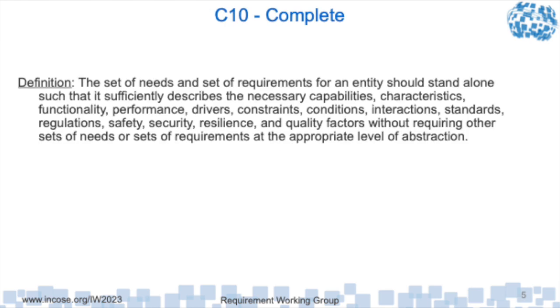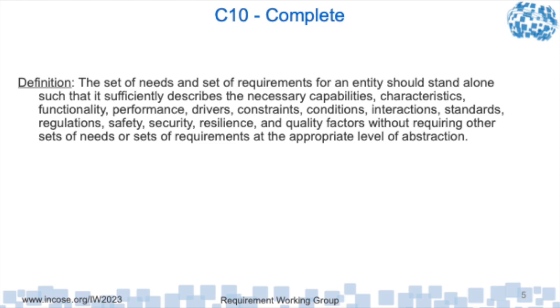A set of needs and requirements to stand alone, such as sufficiently describes the necessary capabilities, characteristics, functionality, performance. I should be able to build the system based on those requirements. A set. There's nothing missing from the set. And part of that is also, remember, the quality of the requirements deals with the quality of the set of needs. So hopefully we address the missing part as a first step.